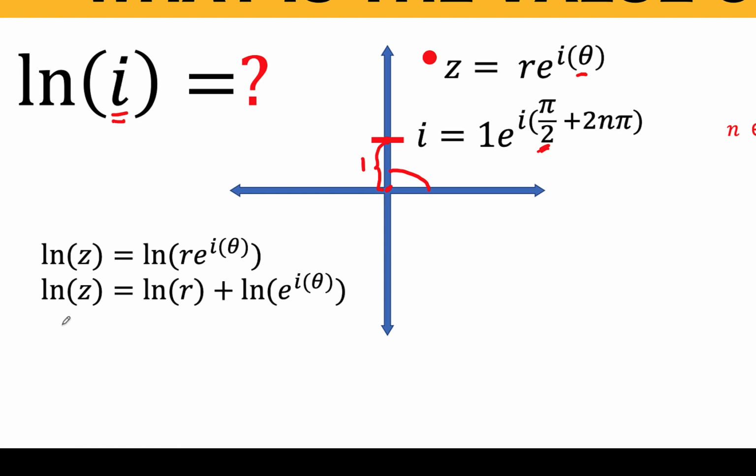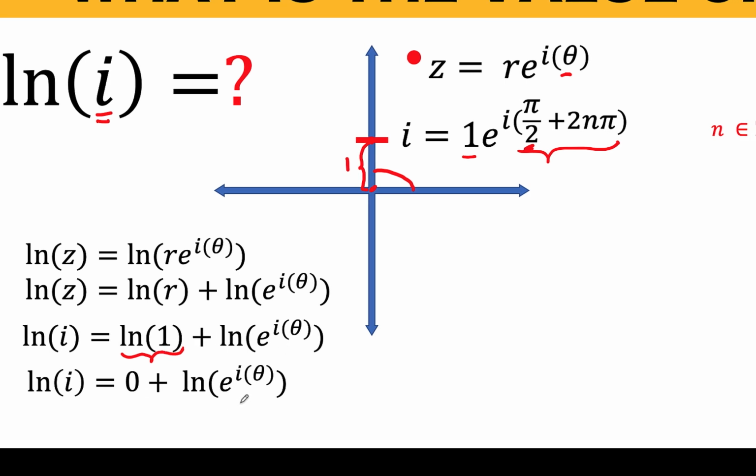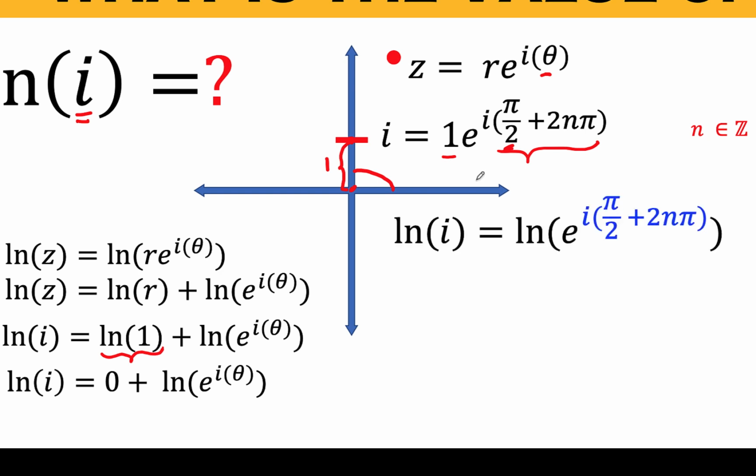Going back here, ln of i is equal to ln of the radius of 1 unit plus the ln of e raised to i times this angle. What is the natural logarithm of 1? In other words, e should be raised to what number in order to get 1? The answer, of course, is 0, because any number raised to 0 is equal to 1, and we just copy this second addend.